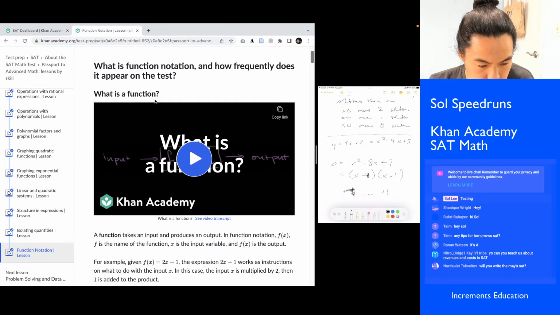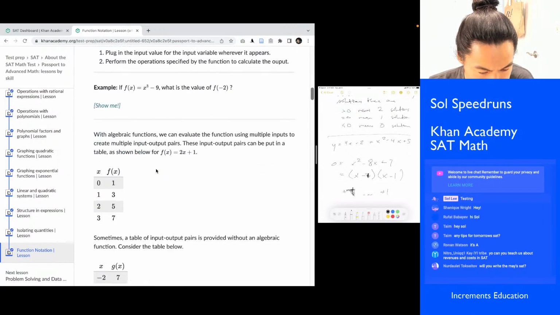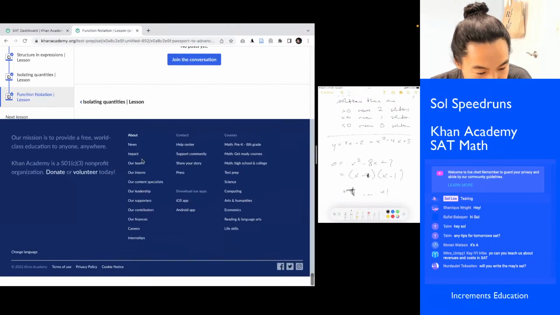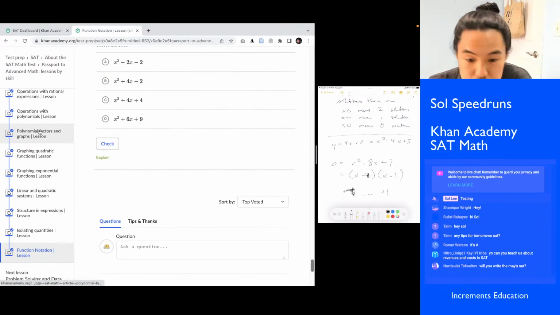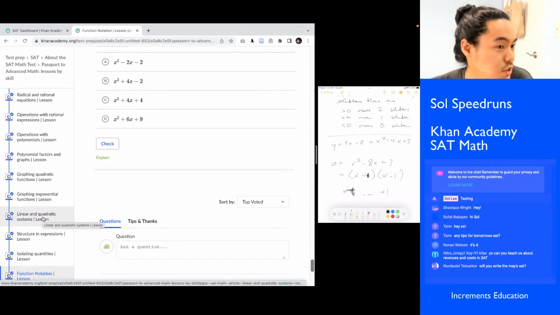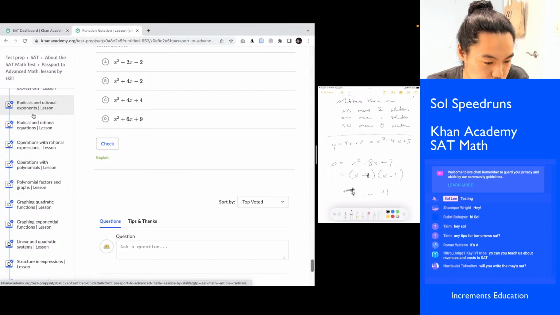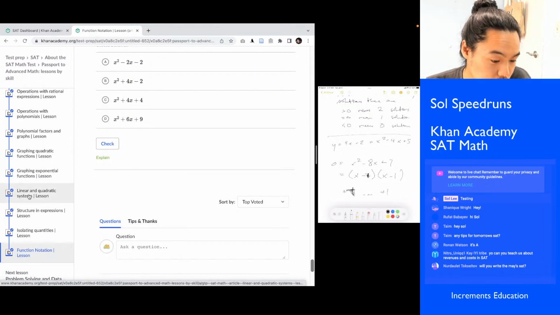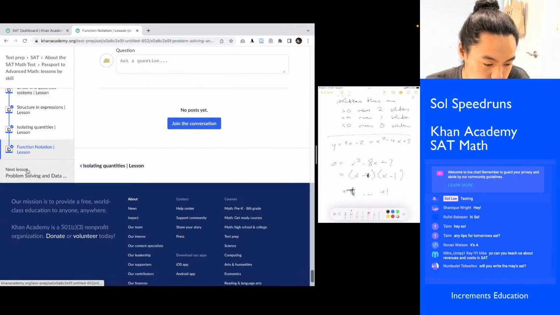Function notation I basically already know. Yeah, I'm good. All right, done with the advanced math. Okay, the hardest thing for me, and I literally spent probably like 30 minutes on it, was linear and quadratic systems. I don't know why, because everything else, like when there's other systems, it's actually pretty obvious what I'm supposed to do, but for some reason I just had trouble on that one. So yeah, I took my time on that, and then I sort of skipped through all the others because I know that I know.